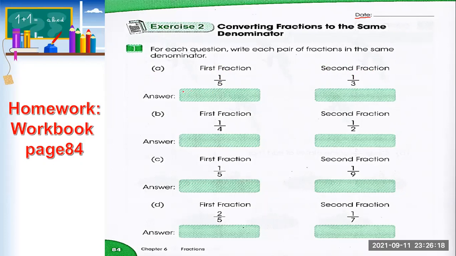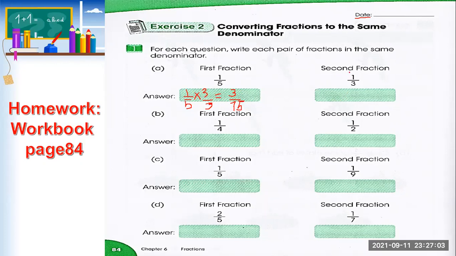So how are you going to write down your answer? You are going to copy first 1/5. Okay. Copy first the fraction. All you have to do is multiply it by 3 over 3. Okay. And then come up with the same denominator. It should be 1 times 3 is 3. 5 times 3 is 15. Okay, just like that.